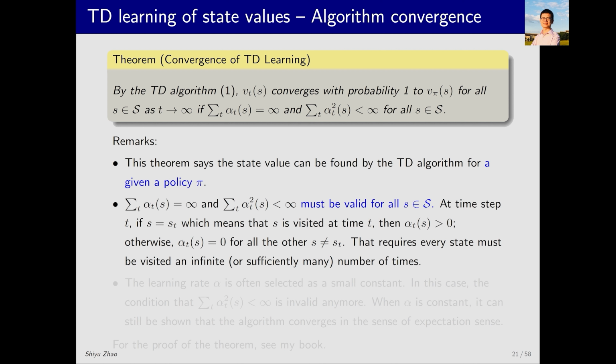The condition about α_t should satisfy these two equations. The first equation states that the sum of α_t should approach infinity. Note that this should hold for any state s. What does this mean? It means that each state s should be visited infinitely many times. In practice, it just needs to be visited many times. Why is that? Whenever a state is visited, the corresponding α_t(s) is a positive number. α_t(s) for an unvisited state is 0. So the sum of α_t(s) being infinite implies that the specific state is visited infinitely many times.